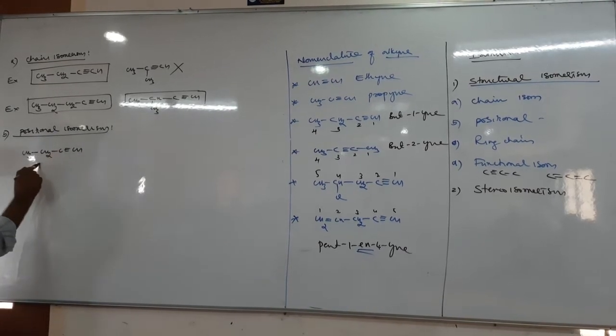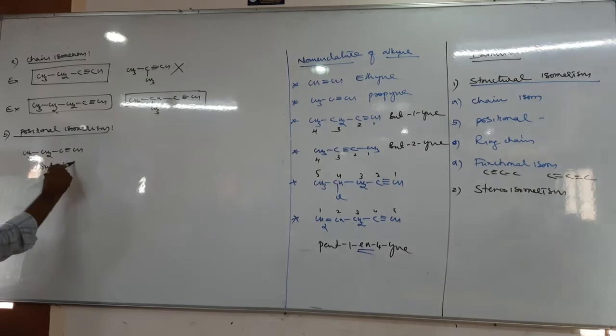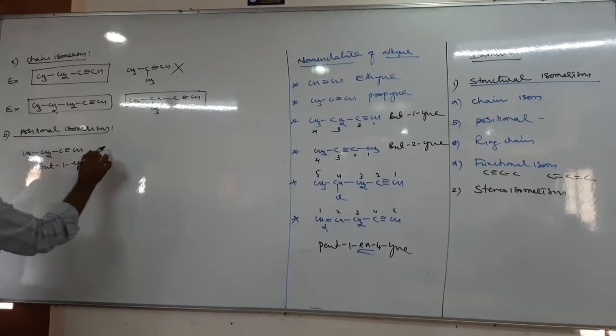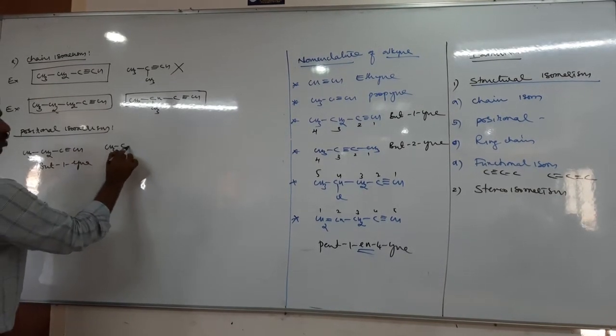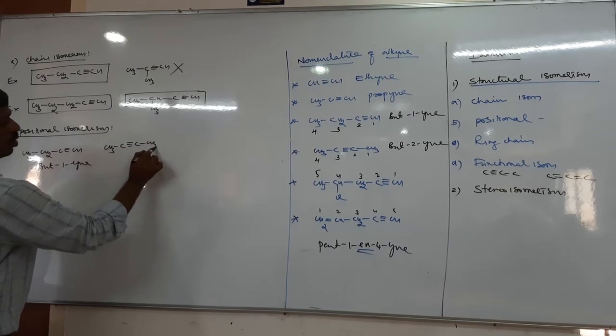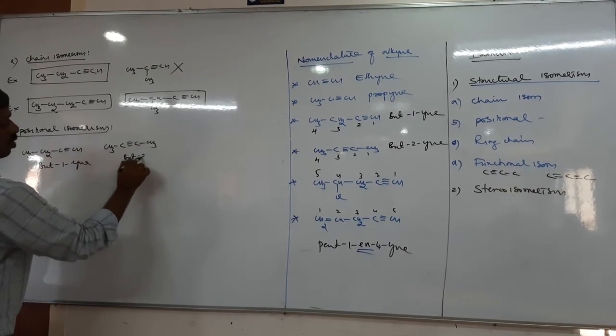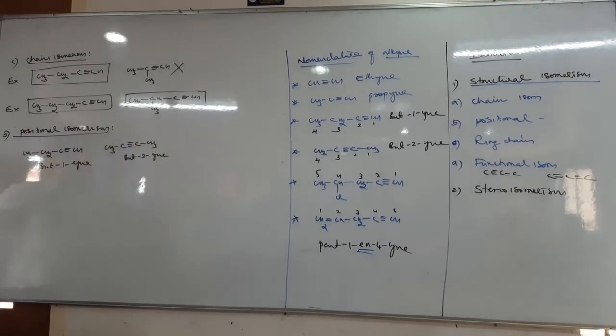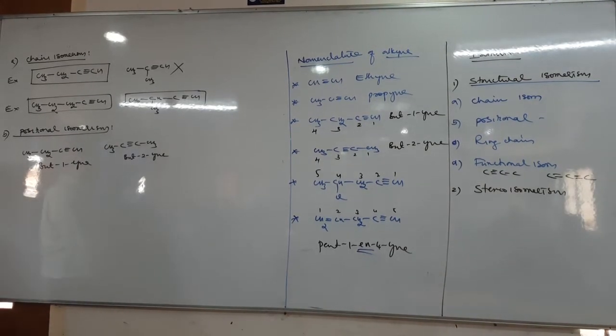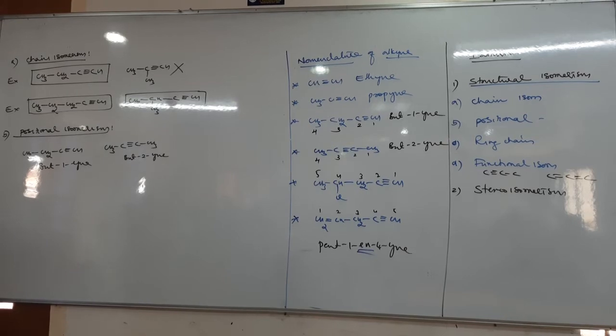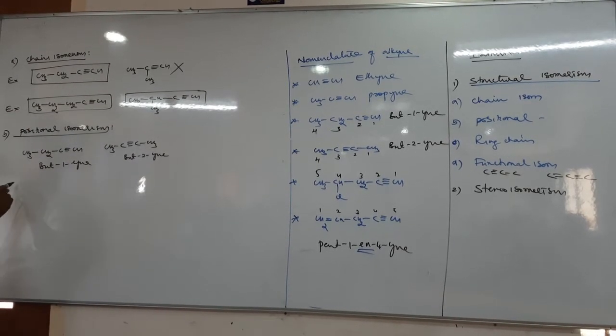It is but-1-yne. You can also write but-2-yne. So but-1-yne and but-2-yne are examples of positional isomers. Next, ring chain isomers.